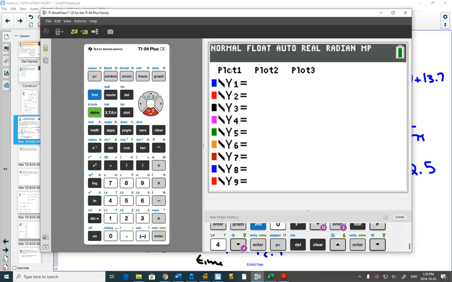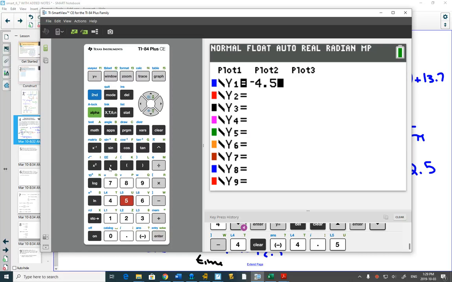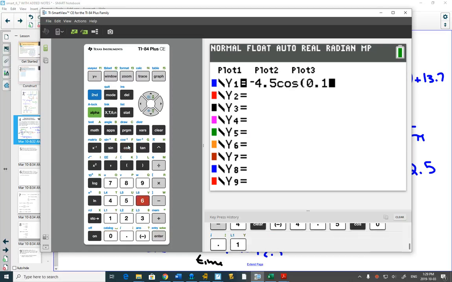So we've got y equals negative 4.5. We've got to hit the negative button. Negative 4.5 cos 0.16 pi, and then x bracket plus 13.7.